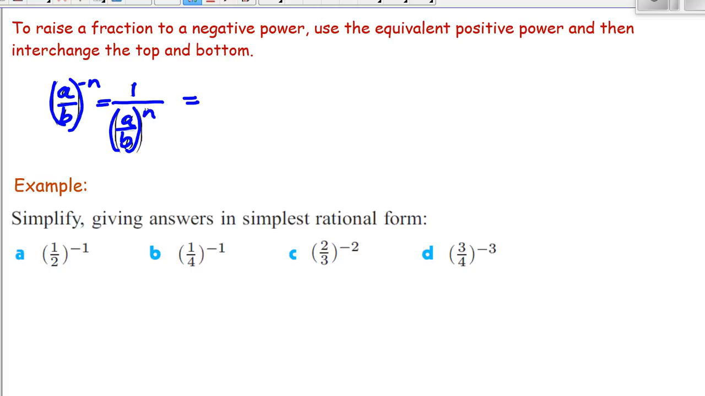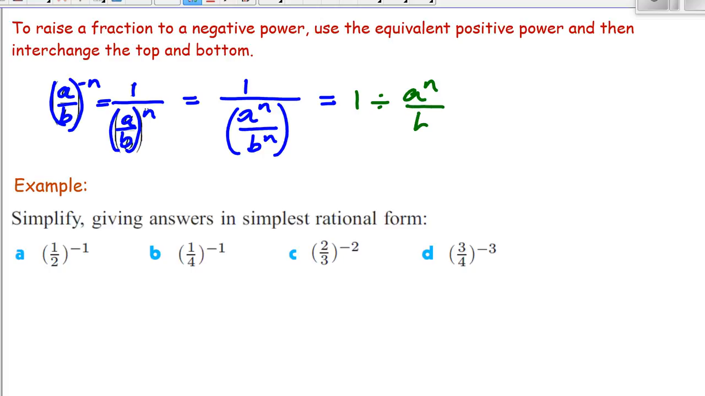1 over a to power n over b to power n. Now, if you remember your knowledge on the division of exponents, this is the same as 1 divided by a to power n over b to power n. This is knowledge on division of fractions. That's what I meant. So if you remember knowledge on division of fractions, 1 divided by that is the same as this, what I have in green.